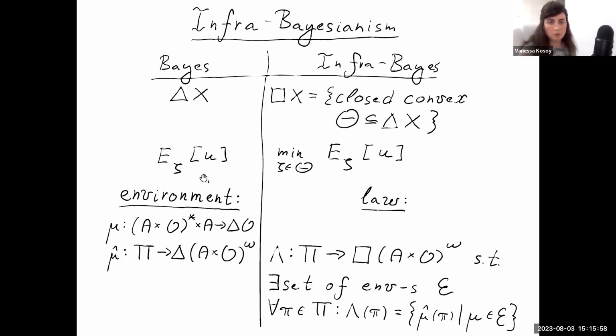In ordinary Bayesianism, the thing we want to maximize is this: we have some function U on our space, whatever the domain is, which is the utility function, and the metric we're maximizing is the expectation of this utility function with respect to our belief zeta. In infra-Bayesianism, the analogous thing is taking the minimum over all zeta inside this credal set Theta of the expectation of U with respect to zeta.